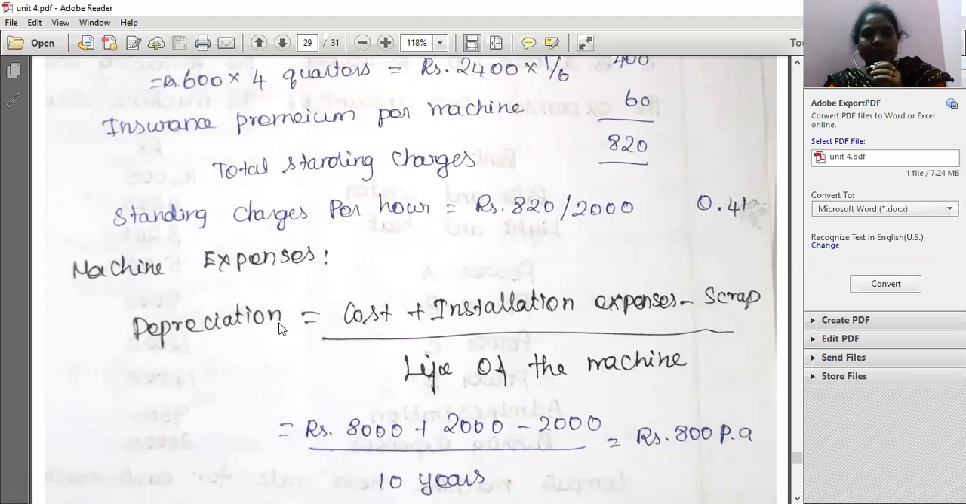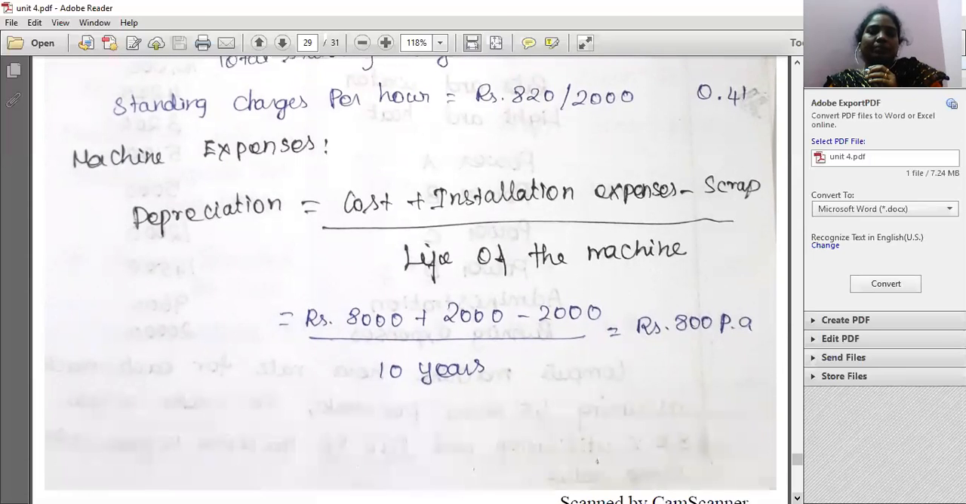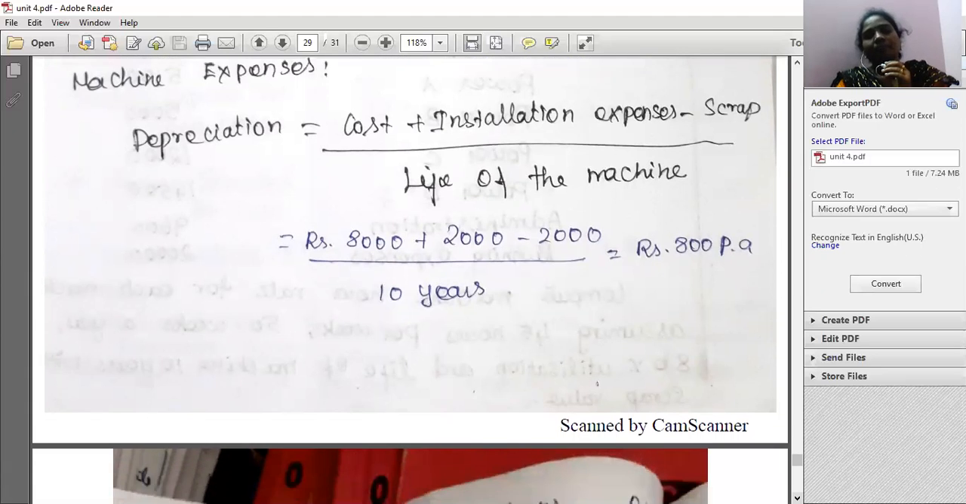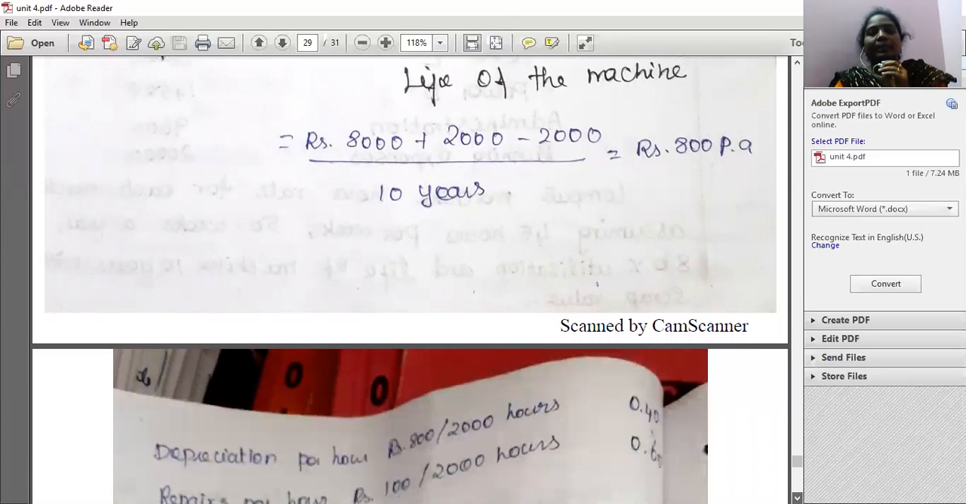Like that, depreciation is also a machine related expense, so that can be taken into consideration. Cost plus installation minus scrap value divided by life of the machine is how we find the depreciation value of the machine. 8,000 plus 2,000 installation charges, scrap value of 2,000 less from the total, divided by the number of years of lifetime, 10 years. The answer is rupees 800 per annum. The depreciation total per annum is 800.